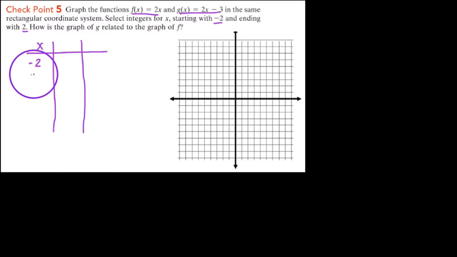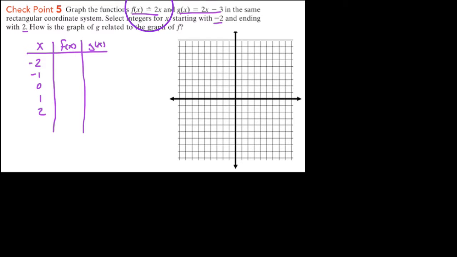So I've made a doubly augmented table here because I'm going to put my function values for f of x in one part of it, and then I'm going to put my function values for g of x in the other. So basically all we need to do is come up with some solution pairs or ordered pairs that are in each relation, and then plot the points there and connect the dots.